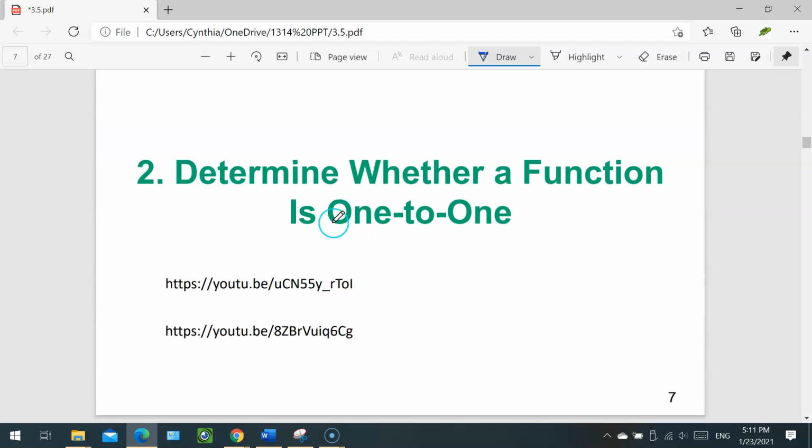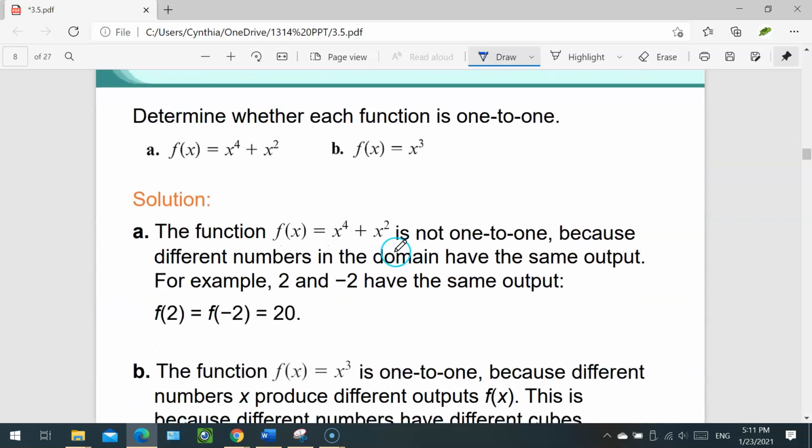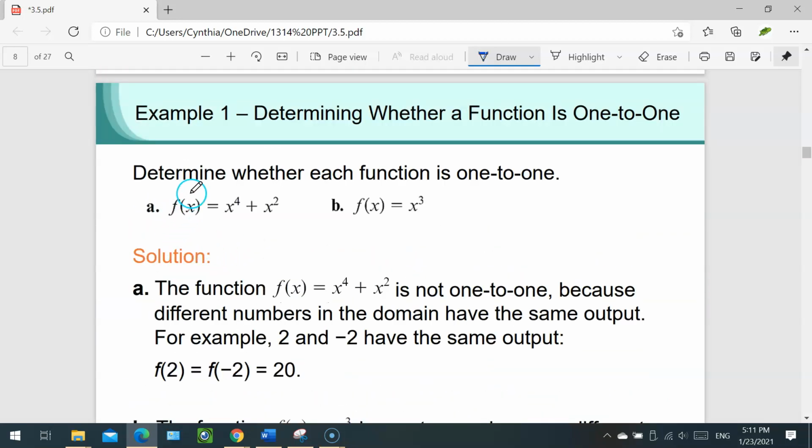Now, how can we determine whether the function is one-to-one? Horizontal line test, or we can do the test. For example, this function has x^4 plus x^2. I'm going to try, for example, 2. When I substitute 2 into the function, I get 2^4 plus 2^2. So 2^4 is 16 plus 4, which is 20.